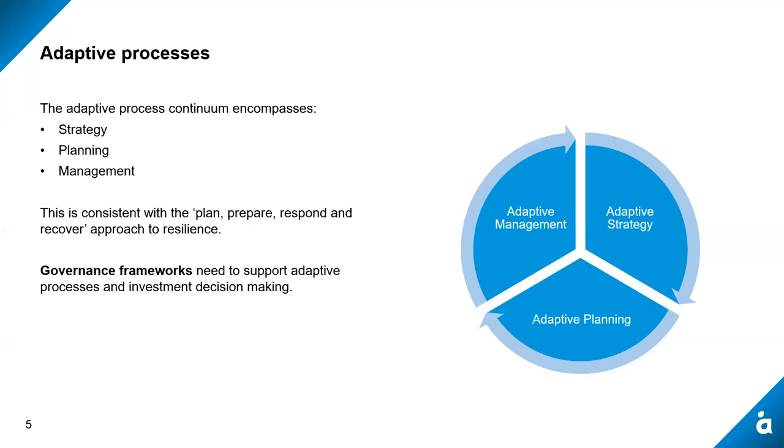If you create an adaptive plan and you don't have the governance framework sitting around it, then it's got nowhere to go. You may not be able to make an investment decision because that adaptive plan isn't compatible with how you make investment decisions in your business, or how your external stakeholders make investment decisions. So we do need to consider the governance frameworks and all the supporting structures to incorporate adaptive planning into our businesses and our industry.